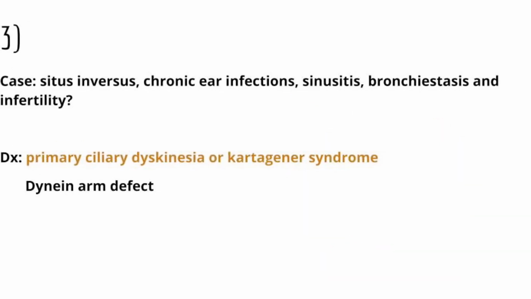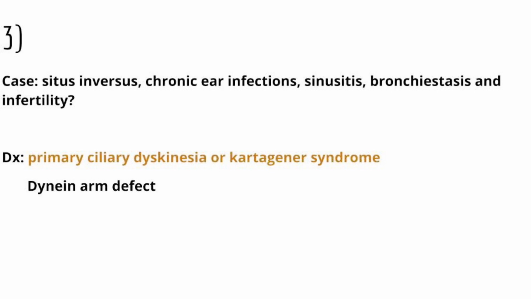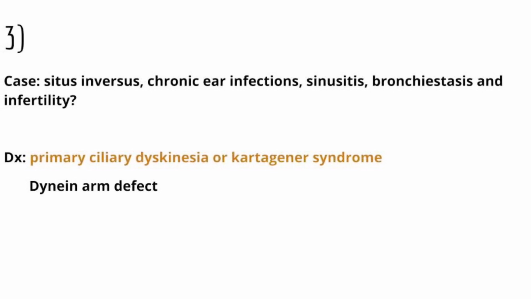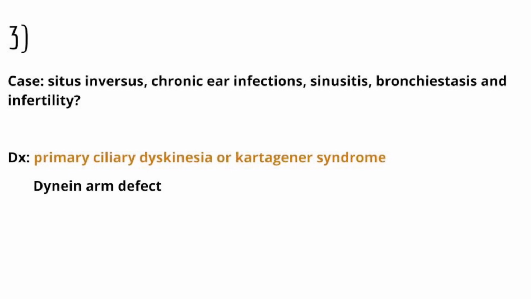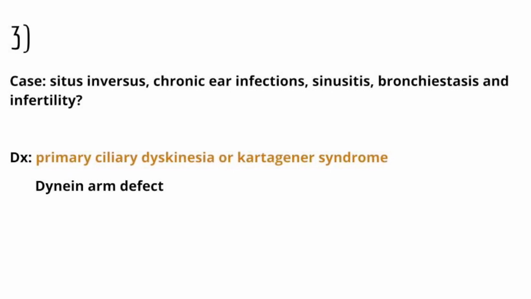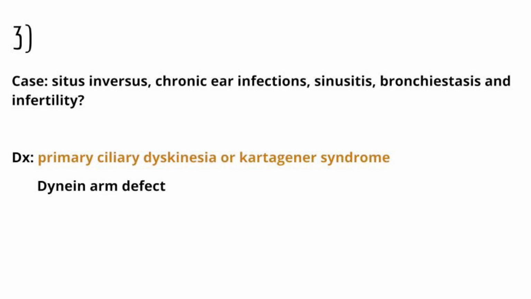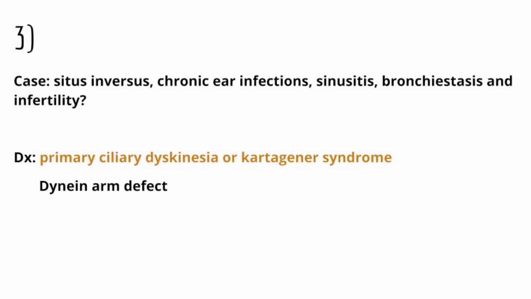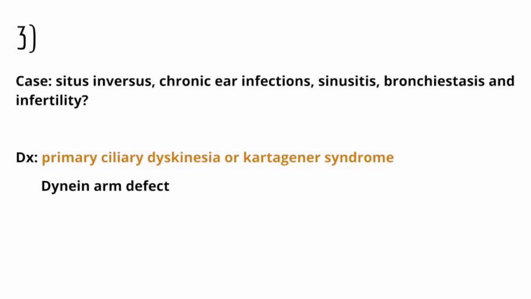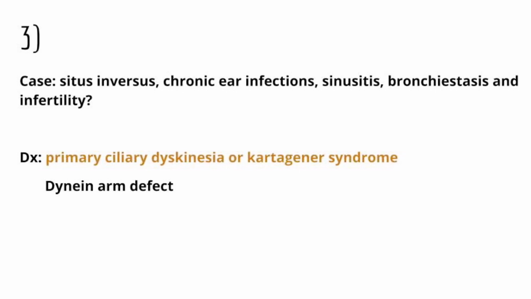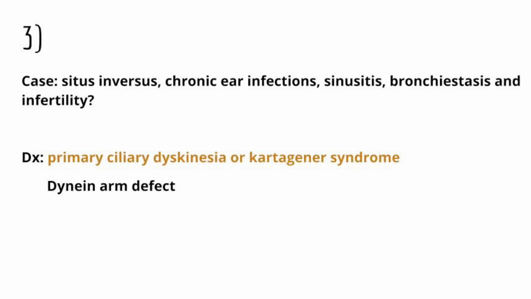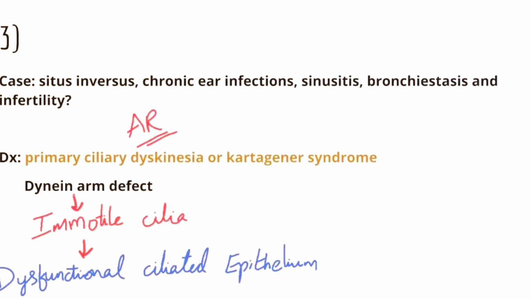Third case scenario: the patient is having situs inversus, chronic ear infections, sinusitis, bronchiectasis, and infertility. The question indirectly suggests that there is a problem with the basic ciliary mechanism. So the most common cause causing all these conditions is the primary ciliary dyskinesia or Kartagener syndrome. It is an autosomal recessive disorder due to the dynein arm defect which leads to immotile cilia.